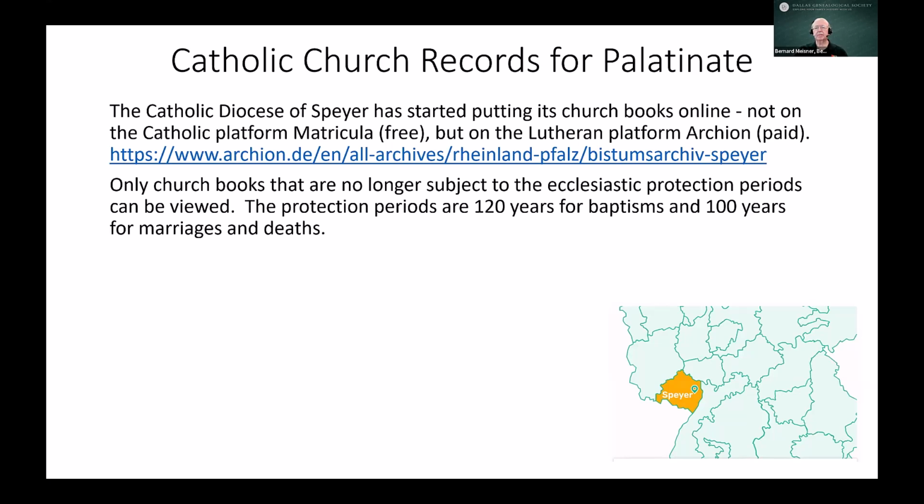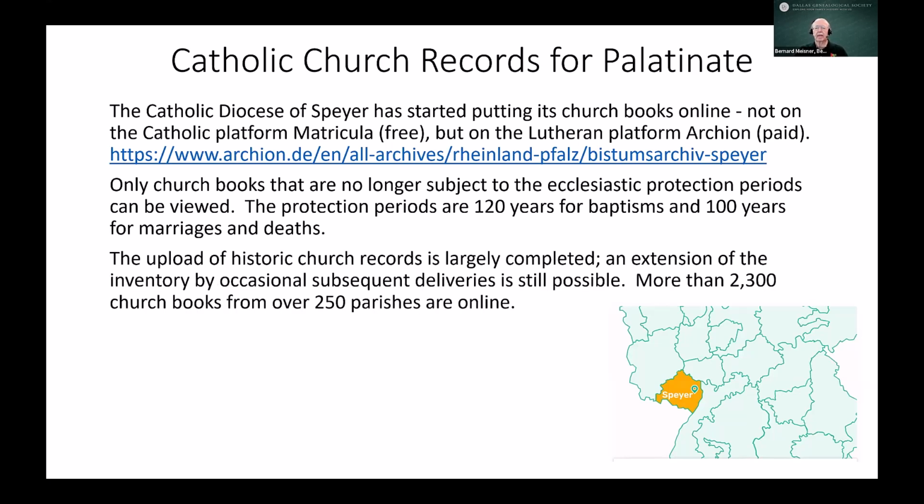Their protection periods are just a little bit different. 120 years for baptisms, 100 years marriage and deaths. They have most of their Catholic records done. It's more than 2,300 church books from over 250 parishes. So the odds are they probably have the records, but it's on Archeon.